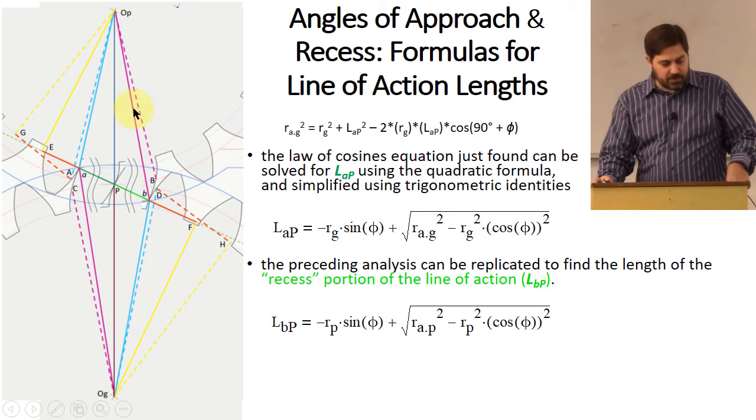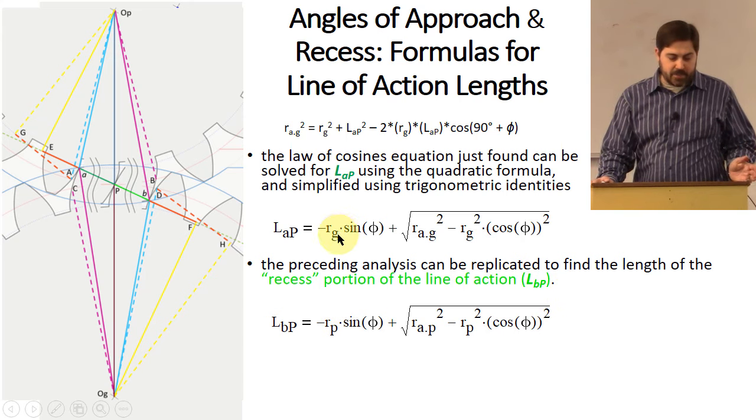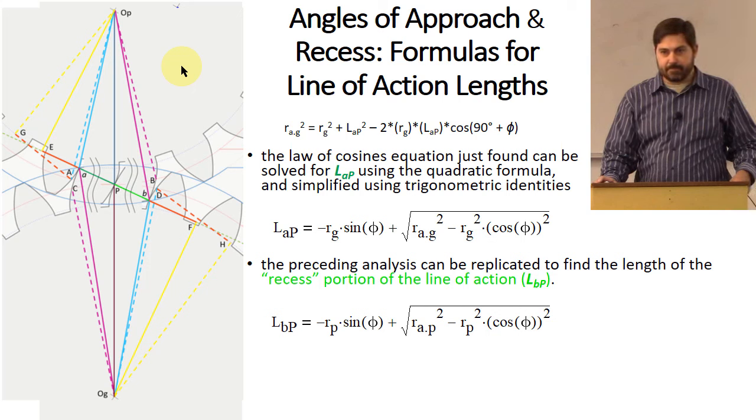And ultimately what you do is a law of cosines on this triangle right here to figure out that length. LBP is what I'm calling it here. Okay? And this is what that equation would end up looking like. It has exactly the same form, but instead of the radii that you have for the driven gear on the bottom, it's going to be based on the radius values you have from the driving gear up there on top. With me so far?